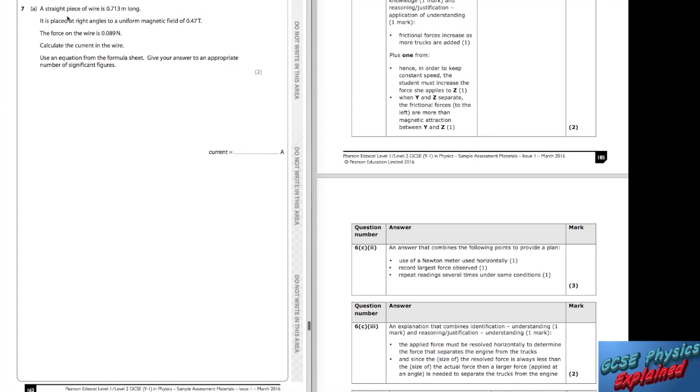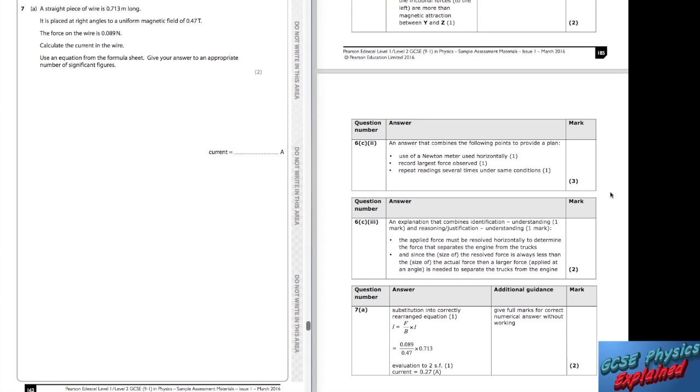Seven. A straight piece of wire is 0.713 meters long. It is placed at right angles to a uniform magnetic field of 0.47 Tesla. The force on the wire is 0.089 newtons. Calculate the current in the wire. Use the equation from the formula sheet. Give your answer to an appropriate number of significant figures.